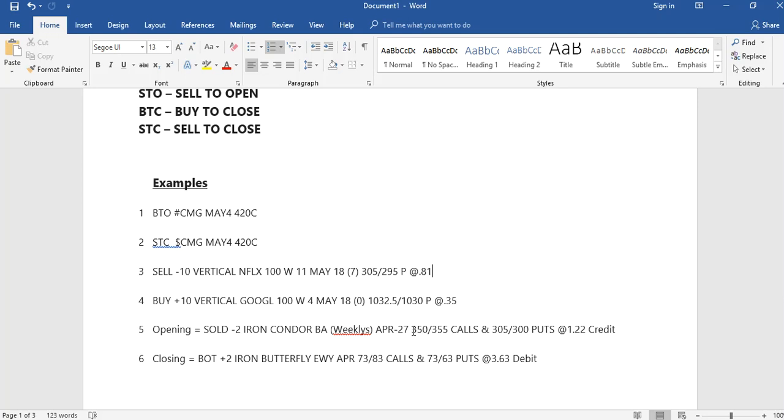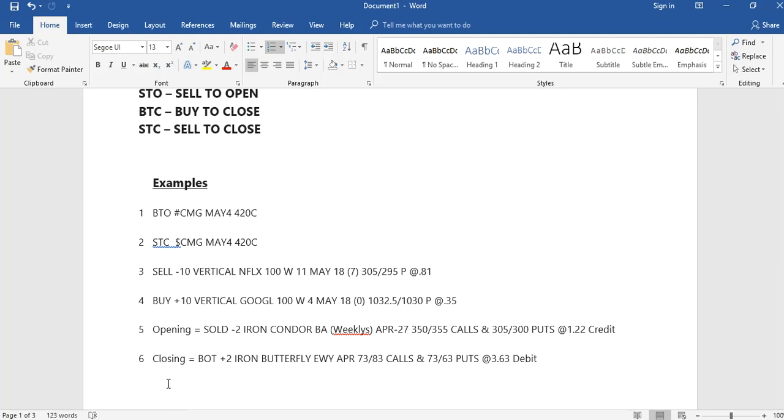So they gave us what the 2 strike prices were for the call. They let us know that these were the call strike prices. Then they specified the 2 strike prices for the put. And they told us it was for a $1.22 credit. Again, the credit part is kind of redundant because the fact we know that they're selling this, we know by default that it's a credit. But they decided to go ahead and include that as well.